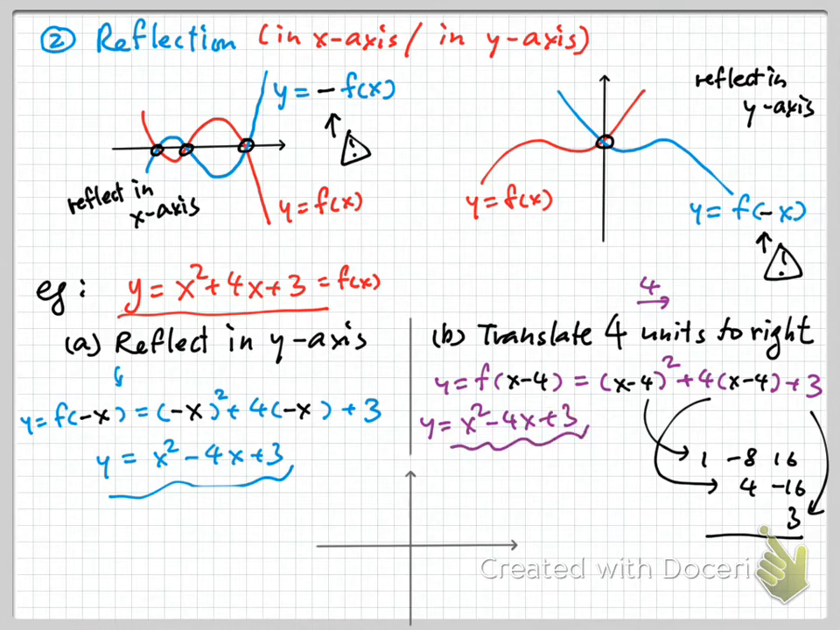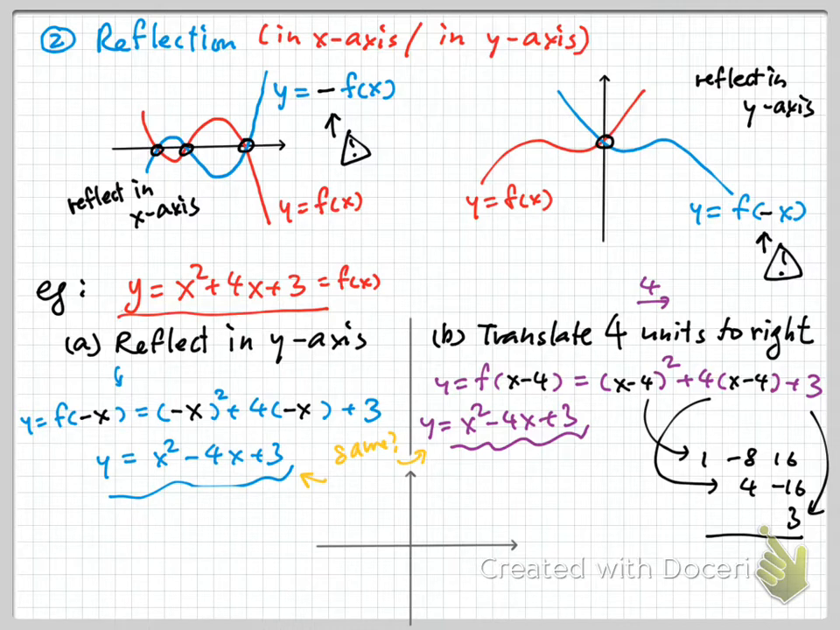But interestingly enough, the purple answer is the same as the blue answer. Alright, but they are not the same transformation. One of them is reflection in the y-axis, a left-right flip. One of them is moving to the right-hand side by 4 units. So how come they become the same equation?